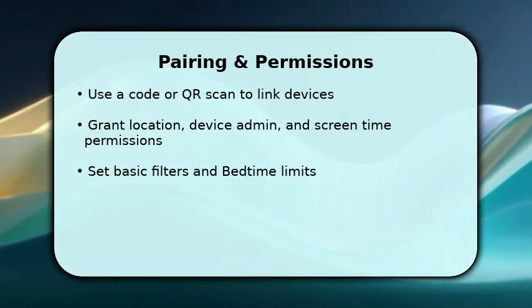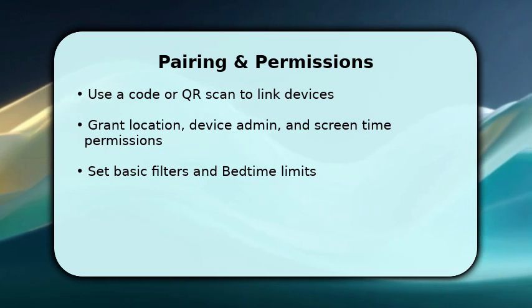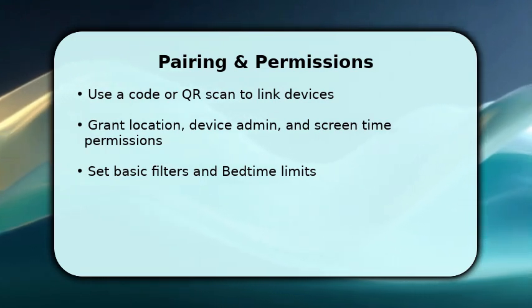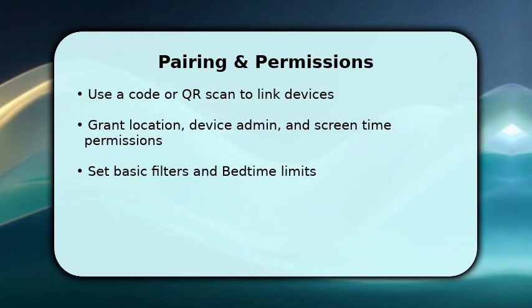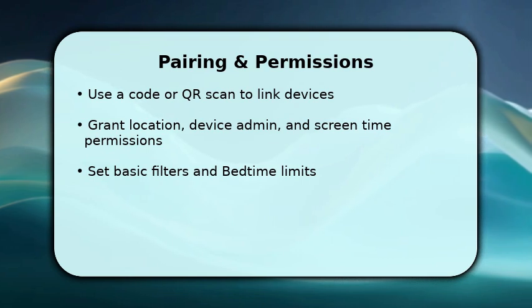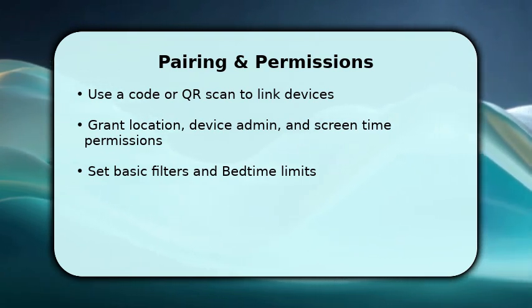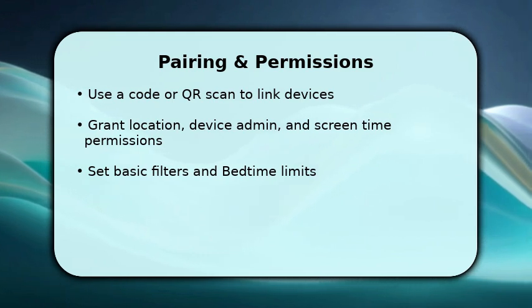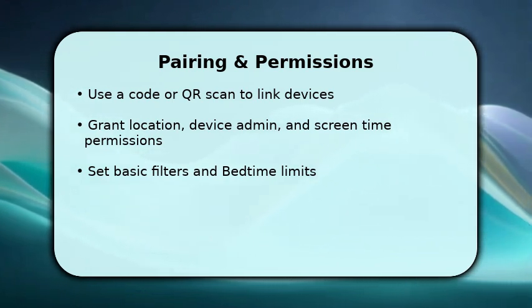Continue by linking the child device. You'll be prompted to generate a code on the parent app and enter it on the child's iPhone or scan a QR code. This secures the pair. Then grant required permissions, location, device management prompts, and screen time controls, so Family Link can enforce rules.